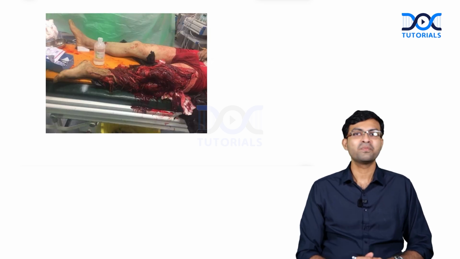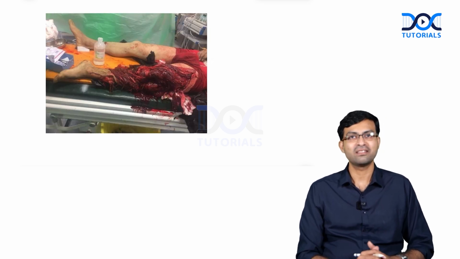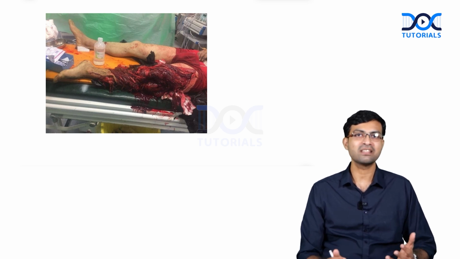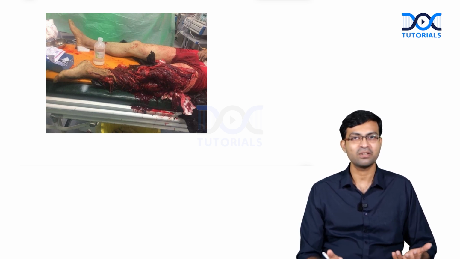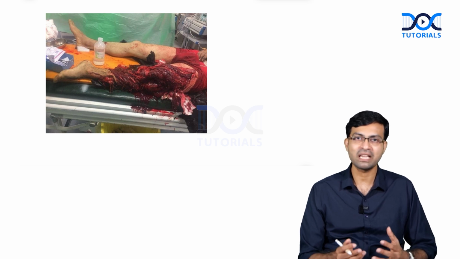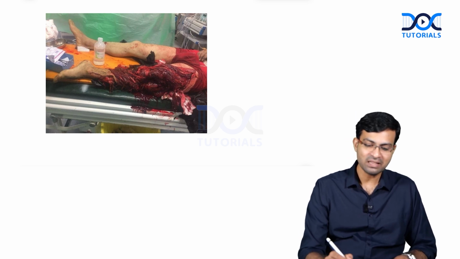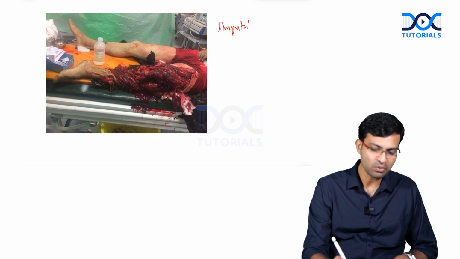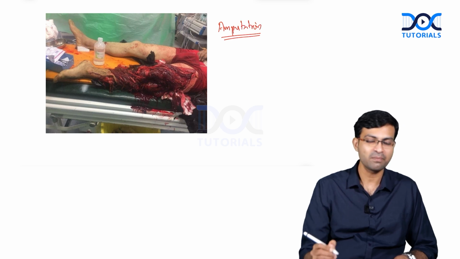Okay. Now sometimes a patient comes to you like this. You can see how bad the injury is, isn't it? Can you put an external fixation here? Can you do a flap cover? No, it is nearly impossible to save the limb of the patient, isn't it? When the injury is like this, you will have to do amputation. You will have to do amputation to save the patient's life.